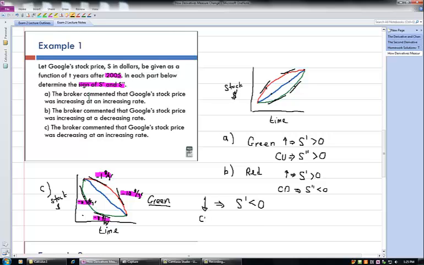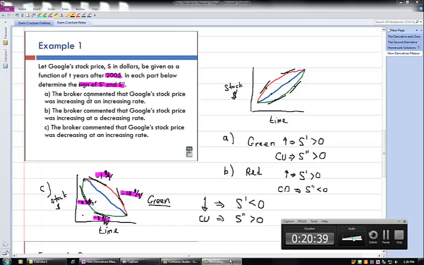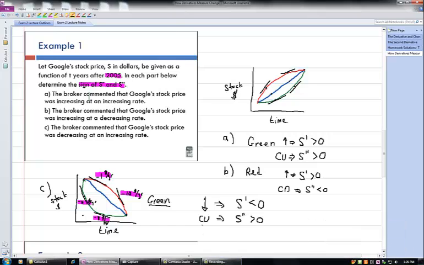So this is concave up since it's a green graph, and now I know S double prime is bigger than 0. Remember, the positive idea of concave up goes with the positive quantity, so S double prime is bigger than 0. Very easy to remember: positive ideas go with positive quantities, negative ideas go with negative quantities.